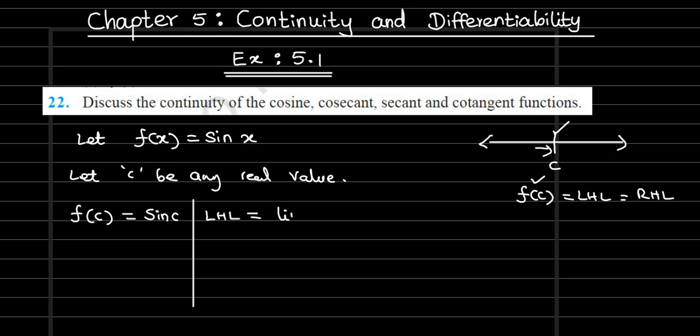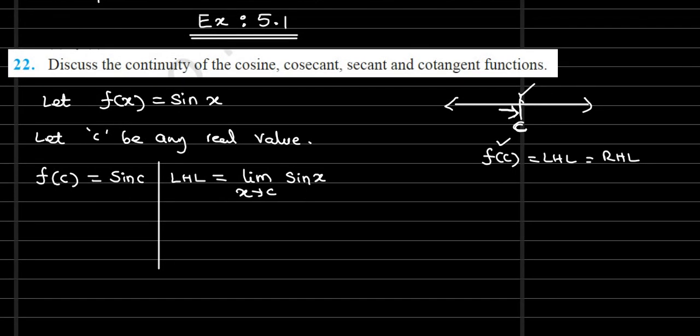Now the left hand limit: x is approaching c, and f of x is sin x, so directly I'm replacing it as sin x. Okay, now on the left side, the closest values of the function for the value c are approximately c, but those values are smaller than c. Since it's a trigonometric function, we should have a substitution, that is x equal to c minus h here. Okay, because what is that h here?